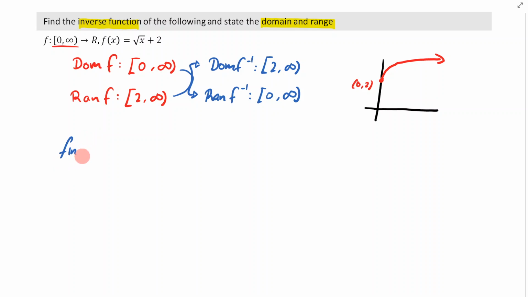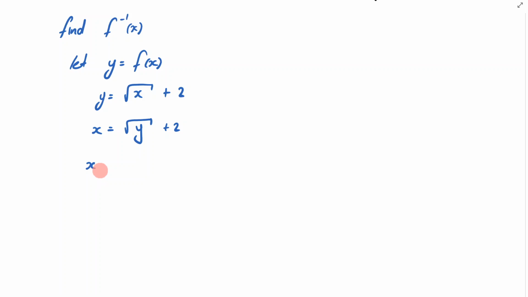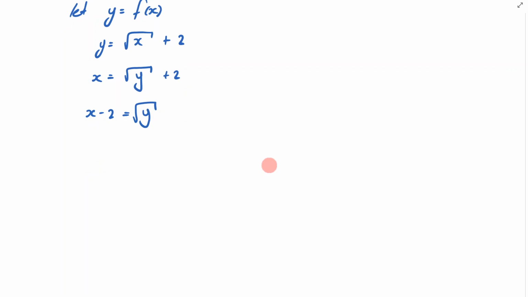So now we're going to find the equation of this inverse function. Remember, the first thing that you do is you let y be equal to your function. So that means y is going to be equal to the square root of x plus 2. Then the next thing that you do is you swap your x's and your y's. And now you're going to rearrange to make y the subject. To get rid of that square root, I'm going to square both sides.